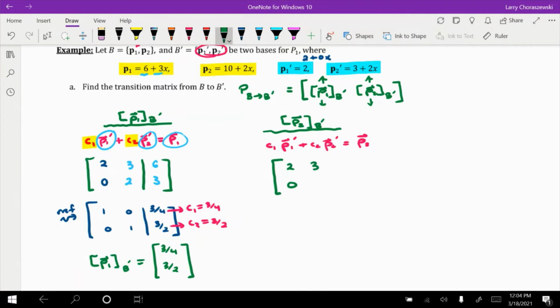And then the second column would be 3, 2. And then to the right of the vertical augment bar would be the coefficients of P2, which are 10 and 2. You can RREF this matrix and get the 2 by 2 identity on the left-hand side. And to the right of the vertical bar, I was getting 7/2 and the number 1. All right, confirmation on those two values.